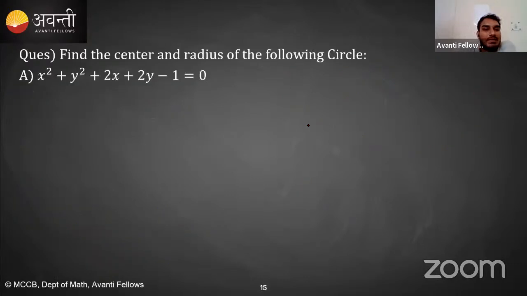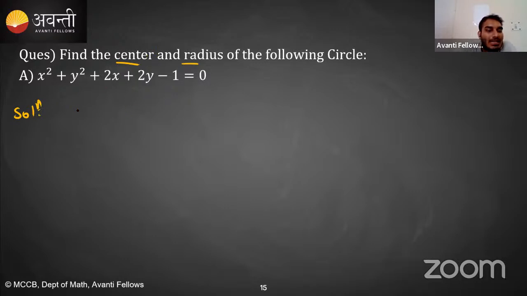Chalo, if it is clear, then next question. Again, tell me quickly, find the center and radius of the following circle. The first circle is x square plus y square plus 2x plus 2y minus 1 equal to 0. Tell me, what is the center?